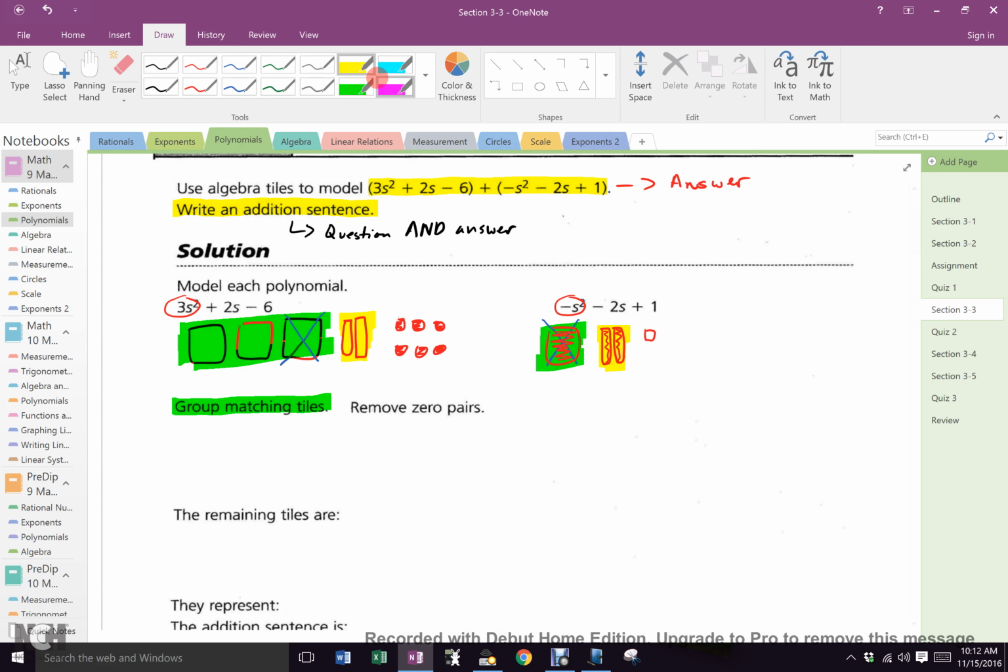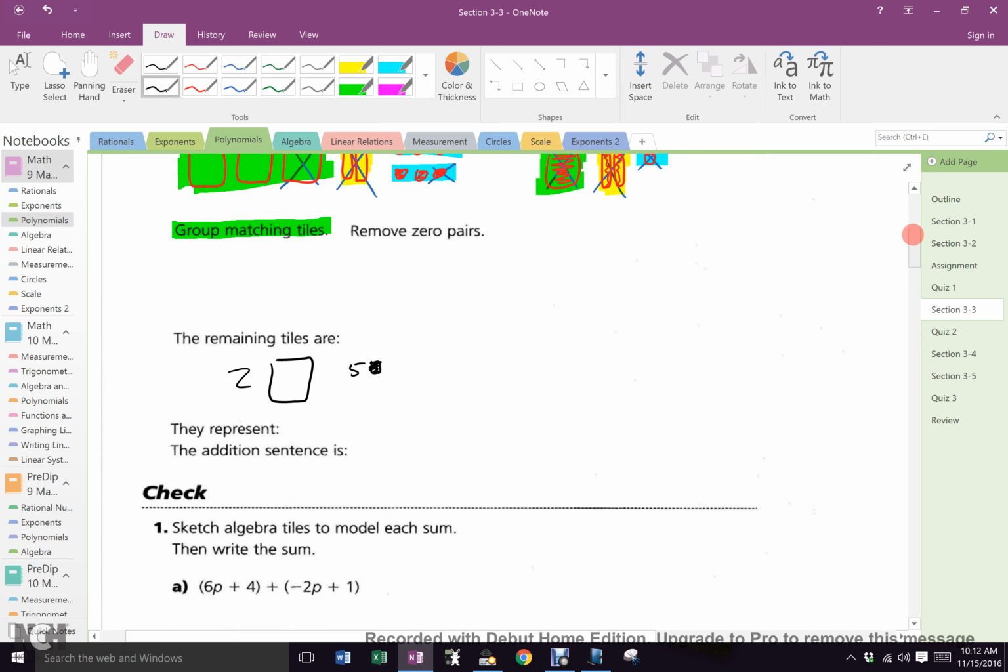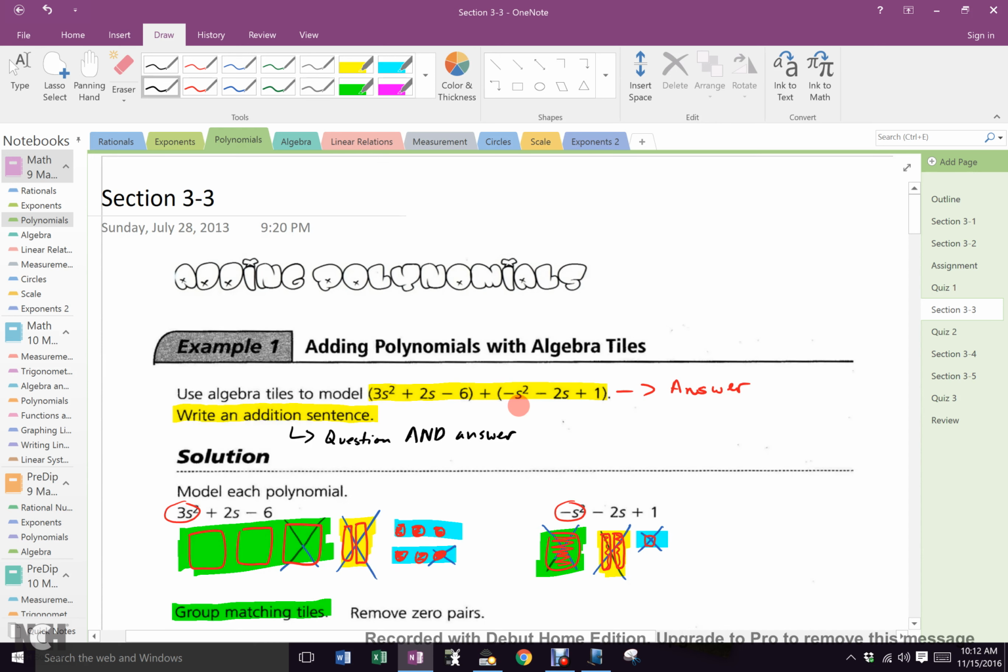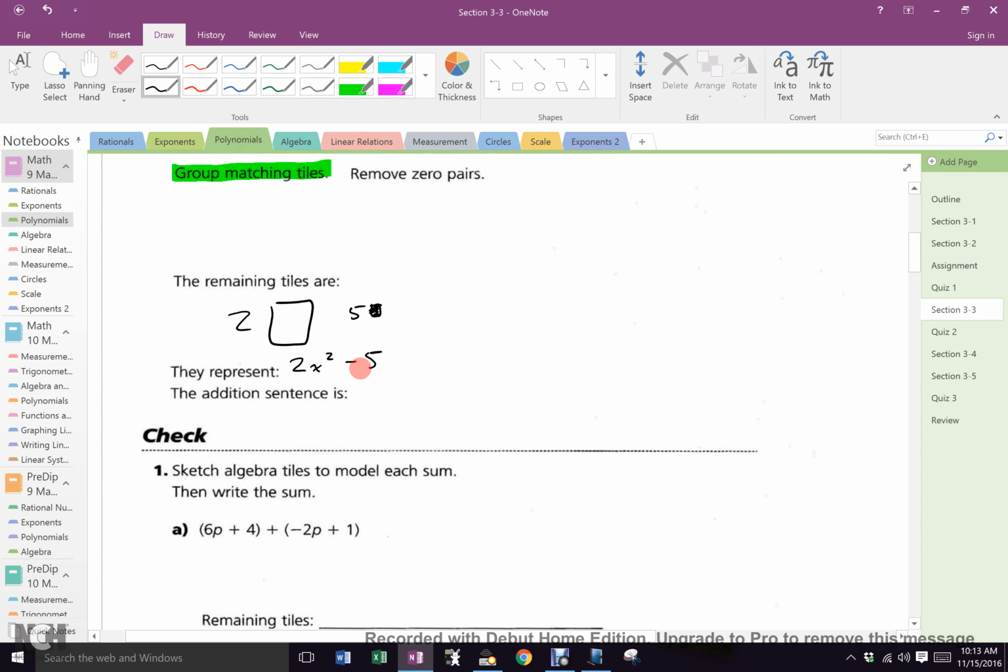They cancel each other out. They both are going to disappear, aren't they? To zero. Then the next one. I'm going to use blue for these guys. Negative five, I kill one of them. Remaining tiles are what? What's left? Two big guys and negative five little guys. Now, what do those mean in math class? 2x squared, and negative 5. So now I have a question right there and an answer right there, correct?